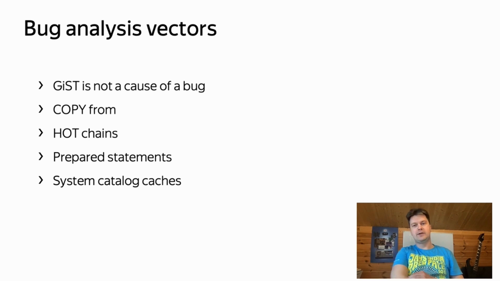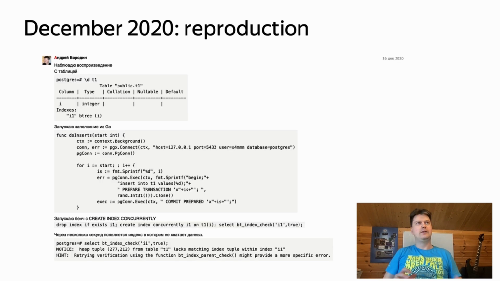First of all, it was clear that the problem is not in GiST, and I've toyed with COPY, toyed with a workload, toyed with HOT chains, tried different approaches with prepared statements and system catalogs, and in December 2020 I created a Go program that was reproducing the problem. That was running concurrent index creation and concurrent prepared transactions.